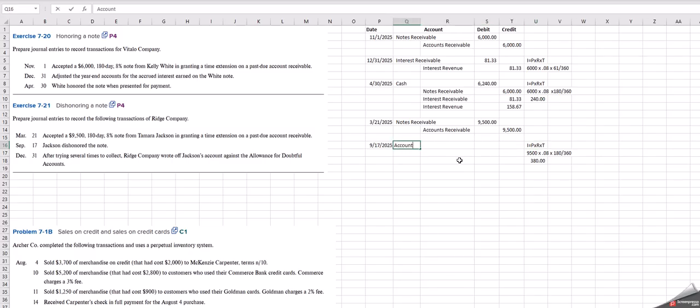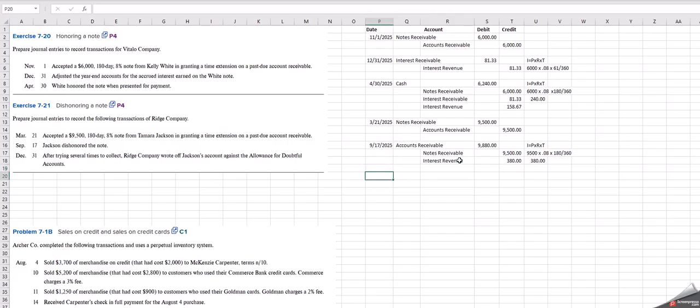I'm going to put it back into accounts receivable when I find out that she is not paying, so it's the 9,500 plus the 380 that goes back in there. Then I'm going to take it out of the notes receivable, $9,500, and credit the interest revenue for the $380.